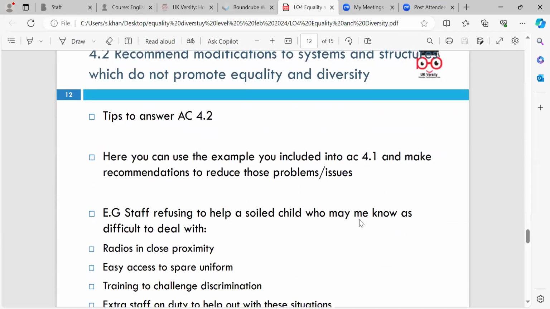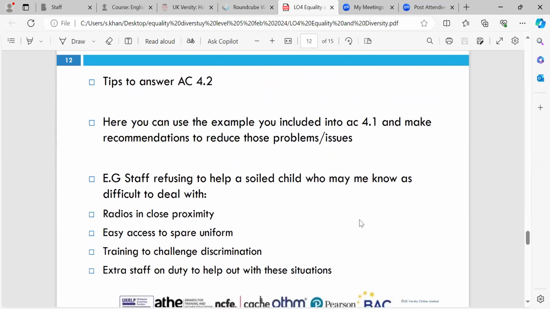Tips for AC 4.2. Here you can use the example you included in AC 4.1 and make recommendations to reduce these problems and issues. For example, staff refusing to help a soiled child who may be known as difficult to deal with. Radios in close proximity may be an example. Easy access to spare uniform.